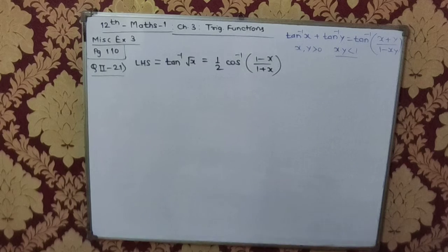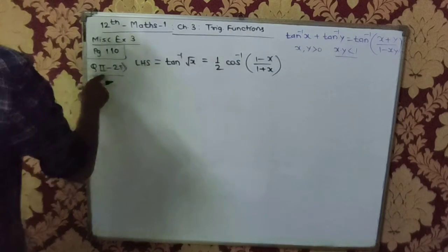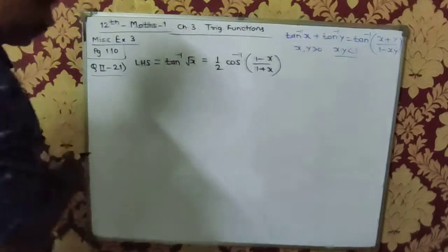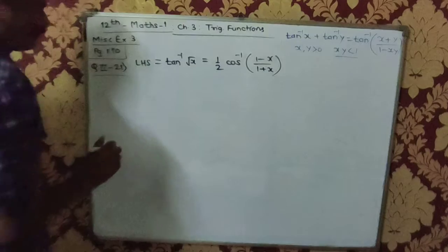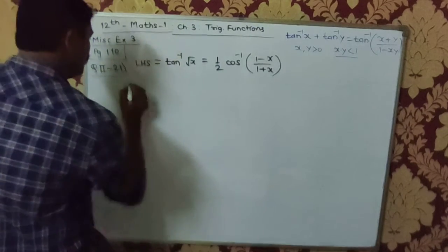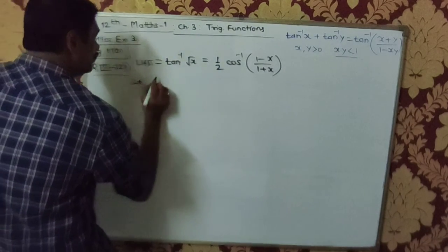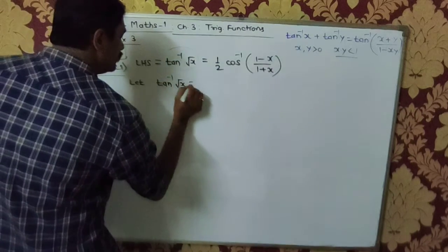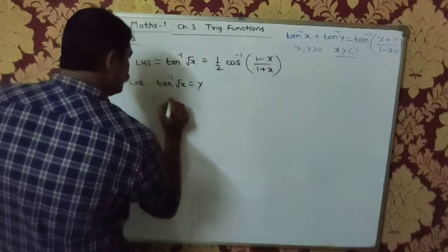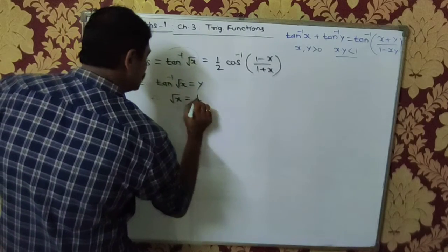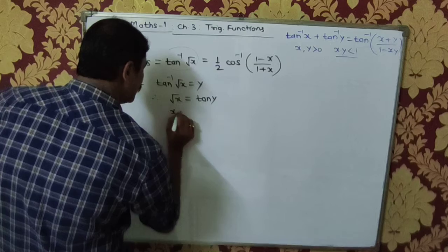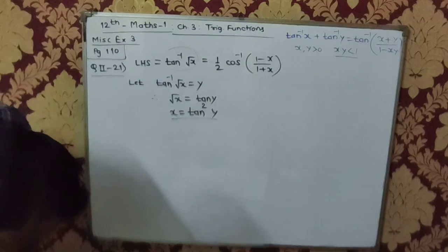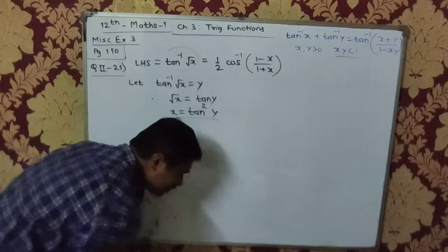Okay. Let's go to question number 21. This is the LHS and this is the RHS that I want to prove. Little different with the approach. I'll say here, let tan inverse of root x be equal to y. Therefore, root x is equal to tan y, and therefore x is equal to tan square y. Please have a look at this. And then I'll start with the RHS.